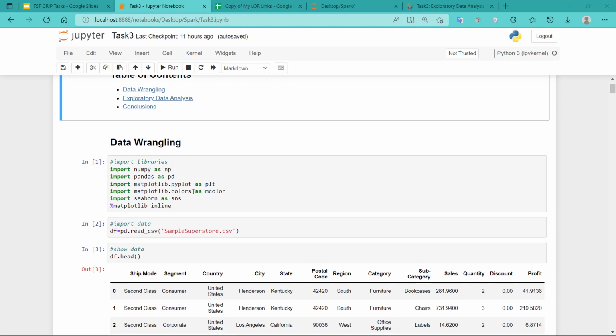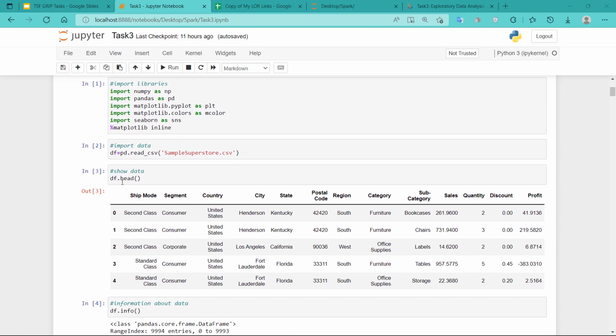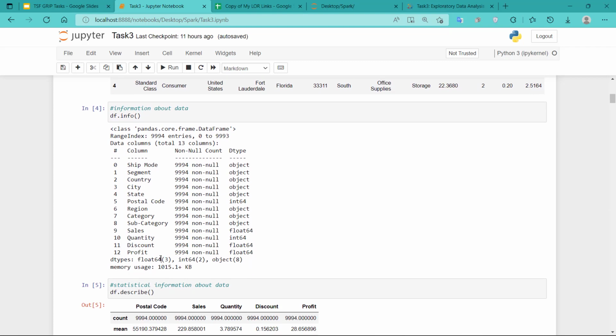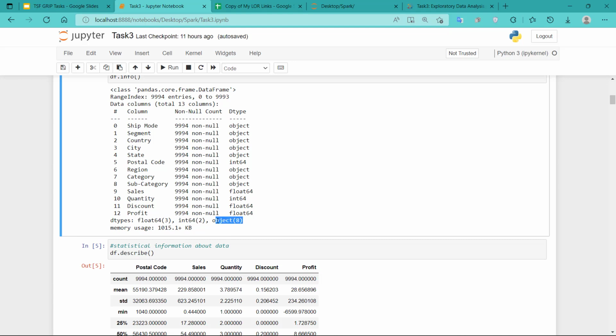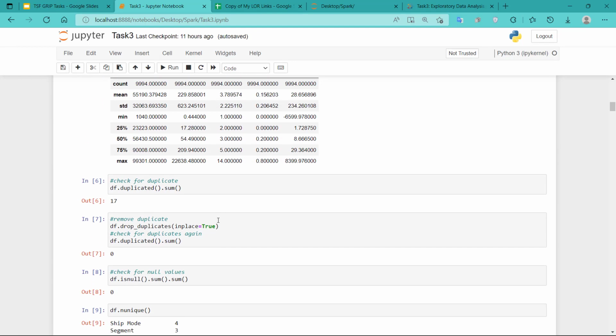Here we have imported the libraries, and here we have imported the data. Here we have shown the first 5 records of the data. Here is some information about the data. We have zero null values, with 3 float and 2 integers. Here are 8 objects. This is some statistical information about the data.